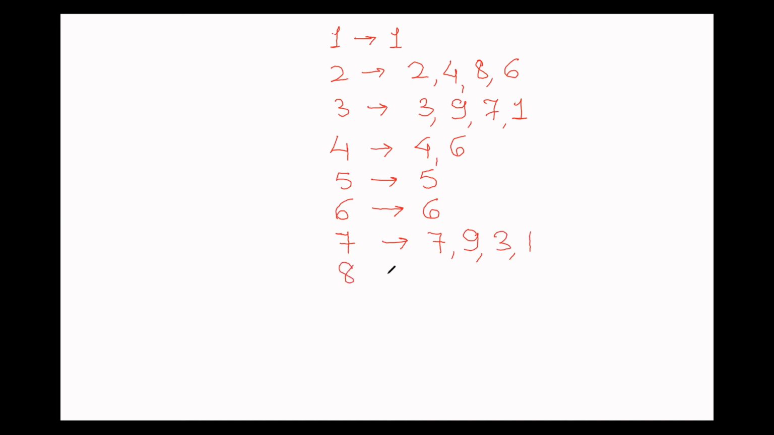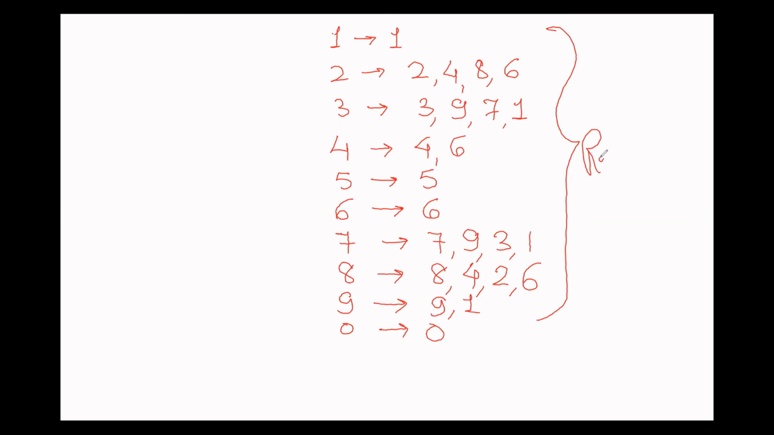Power cycle for 8 will be 8, 4, 2, 6. Last, power cycle for 9: 9, 1. There will be only 2 digits in the power cycle of 9, and 0 is going to be 0. It is generally suggested to memorize the power cycle of all numbers. That will help you to find out the answer quickly.